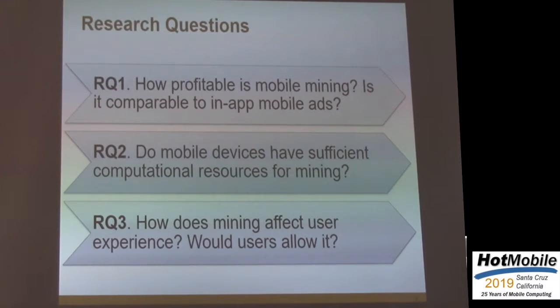To see if our idea works, we asked some related research questions. First question, how profitable is mobile mining? Is it comparable to in-app mobile advertisement? Our second question, do mobile devices have sufficient computational resources for mining, which is known to be computationally intensive? Our third question, how does mining affect user experience? Would users actually allow it?